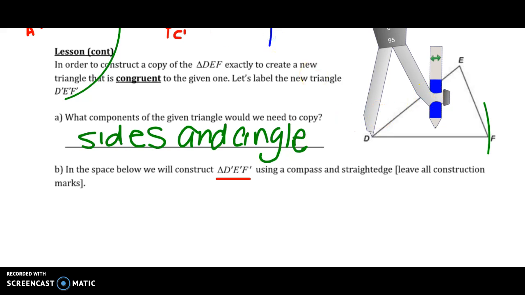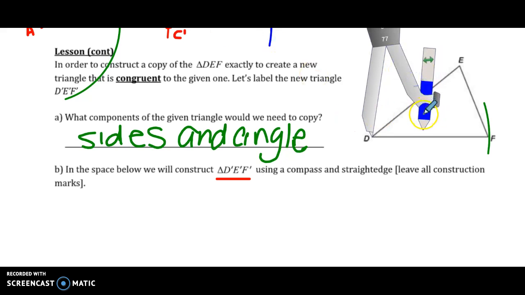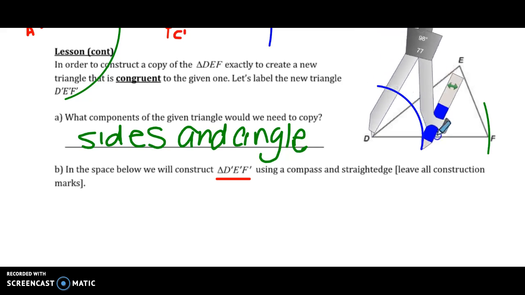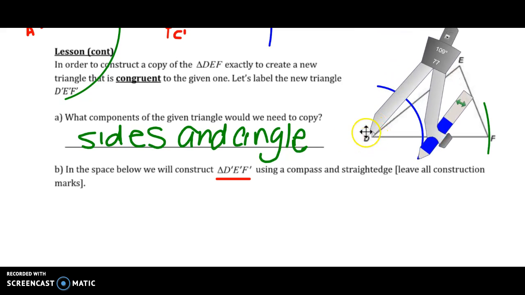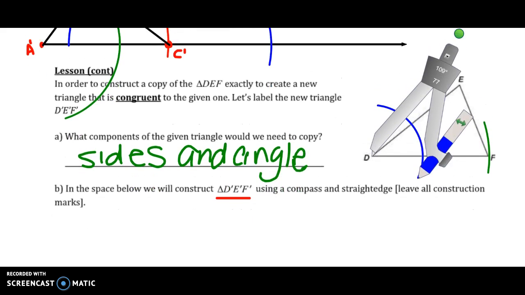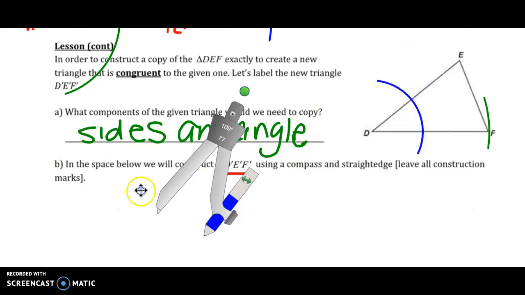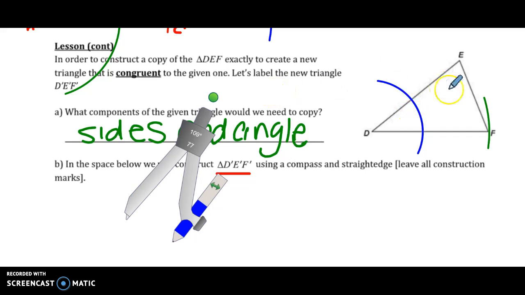So to copy an angle, your first step is to open your compass and make an arc at the vertex. So you put your compass point at the vertex of D, open it. Doesn't matter how much you open it, the important part is that your compass is opened enough to intersect both sides of that angle. So I've intersected both rays of angle D. Here's one point of intersection. Here's two points of intersection.